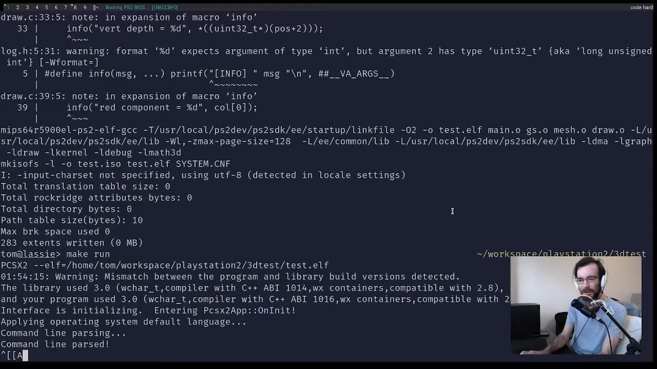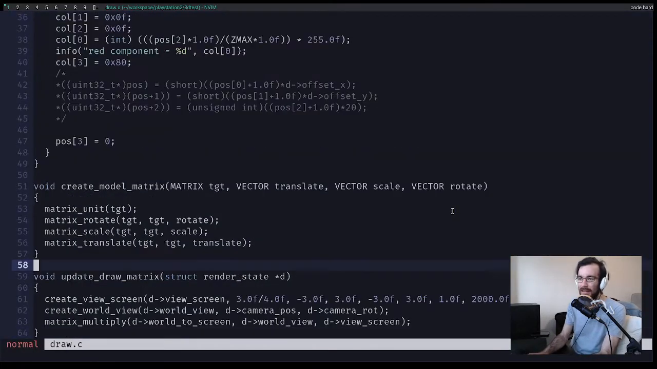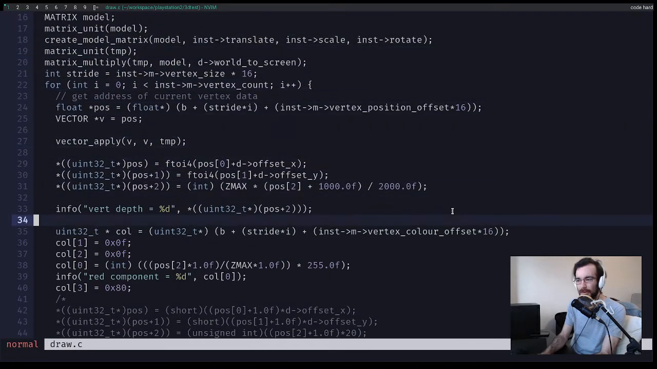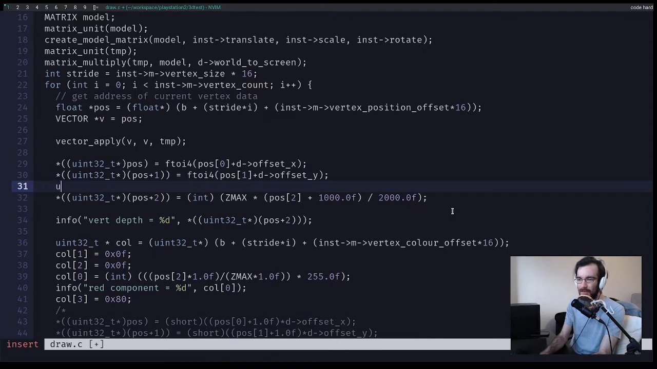Red component 0. Weird. Pos2. Pos2 is a float. Oh, I'm interpreting an integer as a float. That's the problem. So let's go int uint32_t. Z value is going to be equal to this.